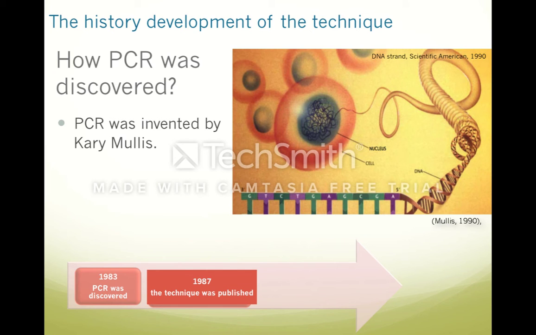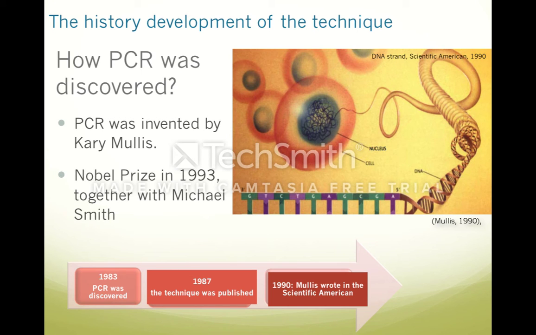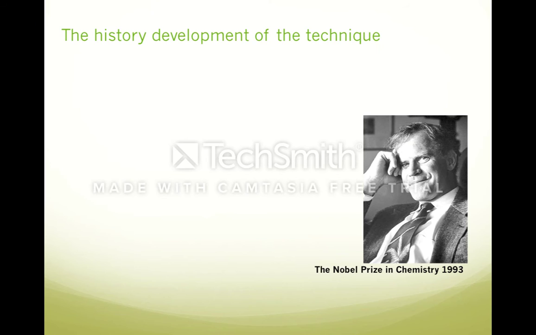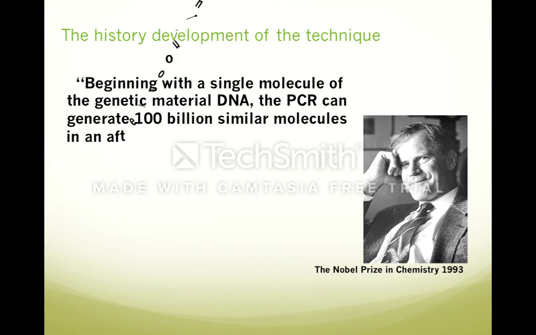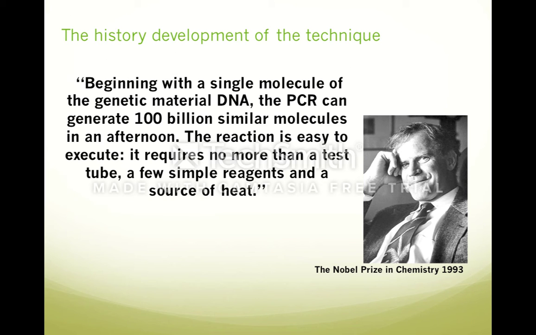The technique was published in 1987, and in 1993, Mullis and his colleague Michael Smith shared the Chemistry Nobel Prize for the PCR invention. Three years before receiving the Nobel Prize, he wrote in Scientific American, beginning with a single molecule of the genetic material of DNA, the PCR can generate 100 billion similar molecules in an afternoon. The reaction is easy to execute. It requires no more than a test tube, a few simple reagents, and a source of heat.